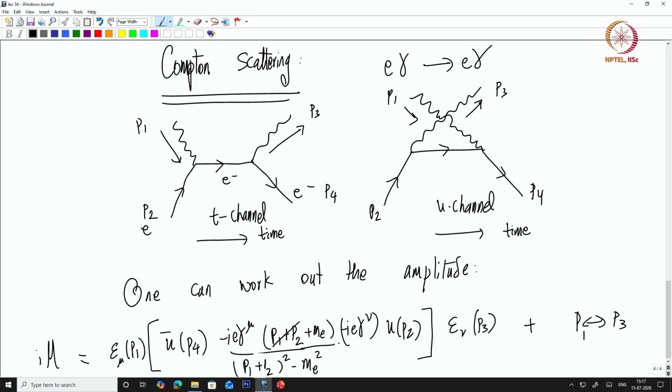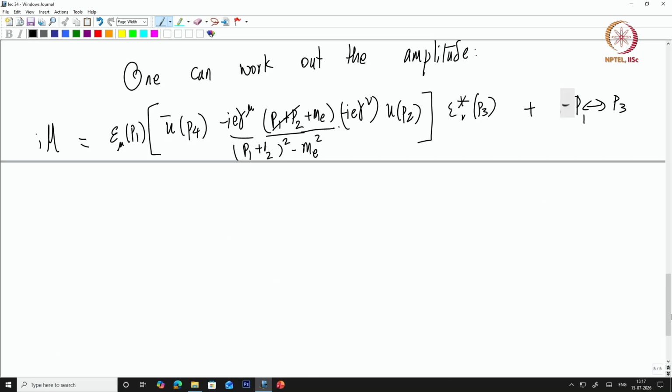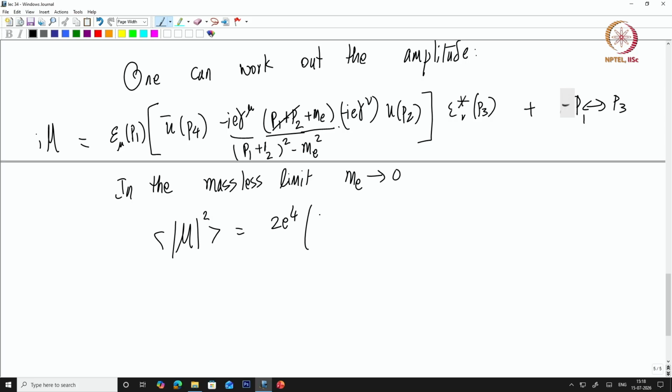Now, you can sum over the initial states and take the average over the final state spins, and you get a simple formula, which in the massless limit, so you essentially take m_e goes to 0, gives you something like the squared amplitude averaged over all the spins equal to e to the power 4 times s by u minus u by s.